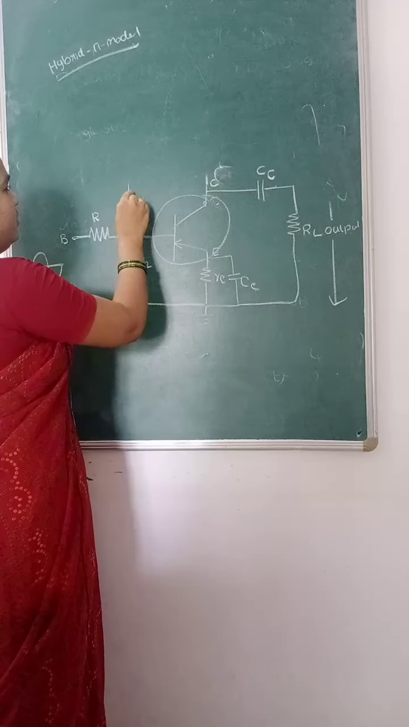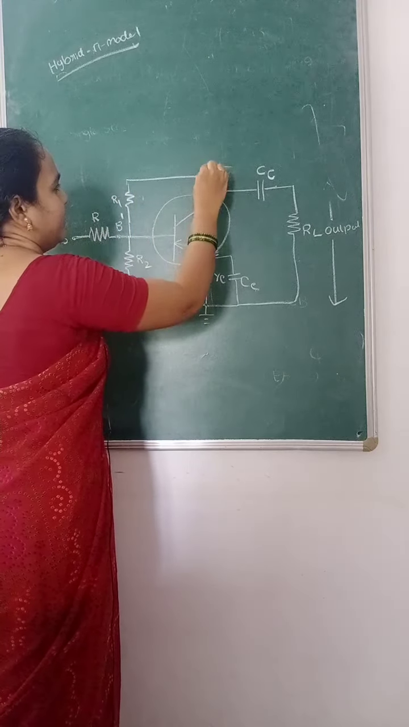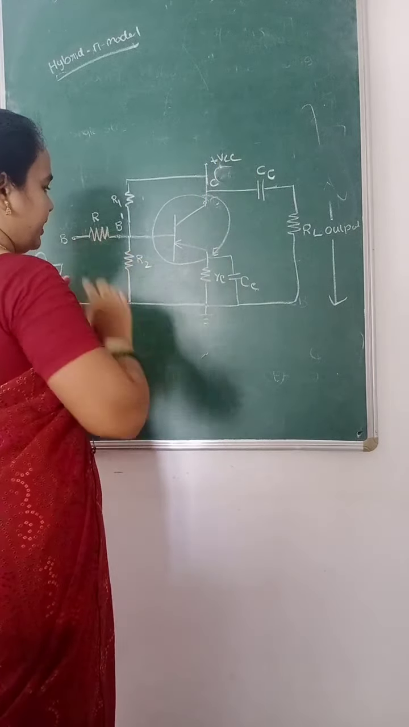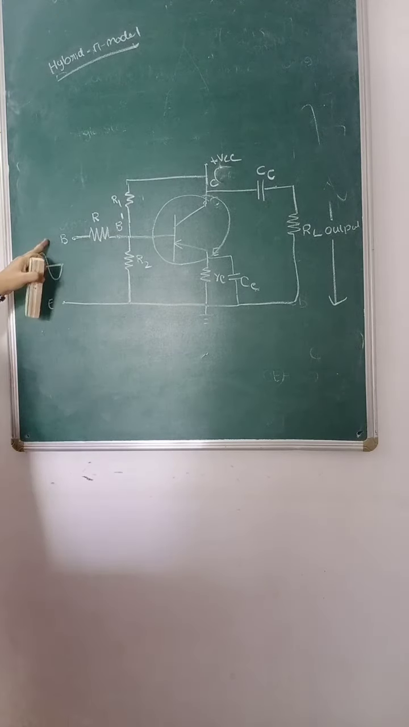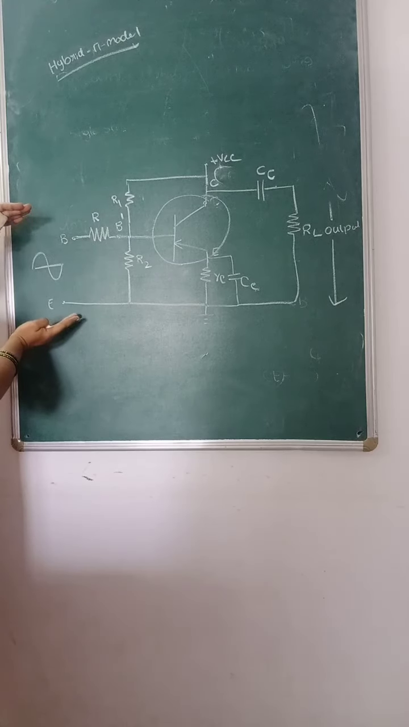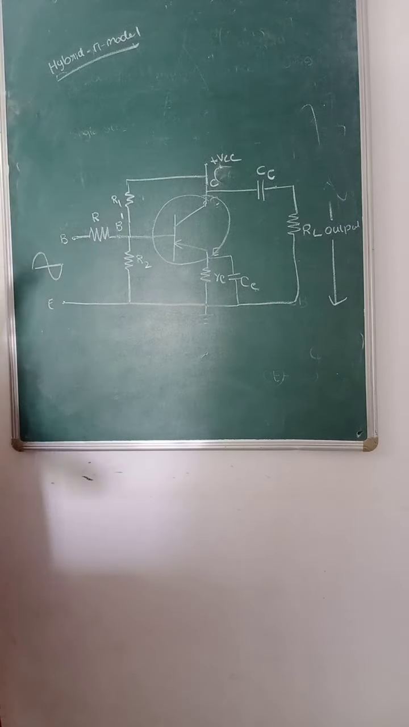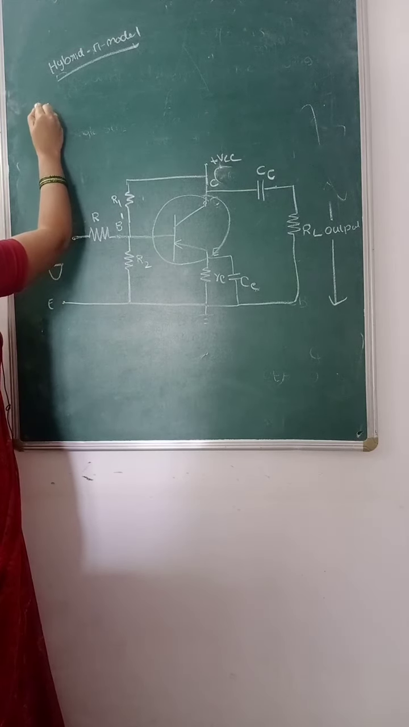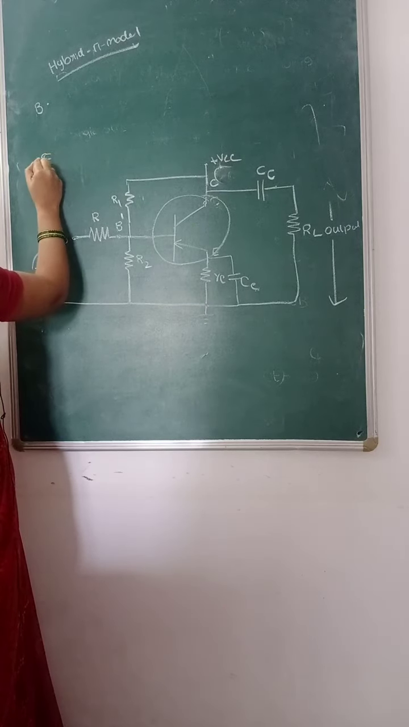This is R2, R1. Here we will connect to plus VCC. Always the emitter should be grounded. So consider the two terminals. By considering this circuit, we will draw the hybrid pi equivalent model. So this is the base terminal and this is the emitter terminal.